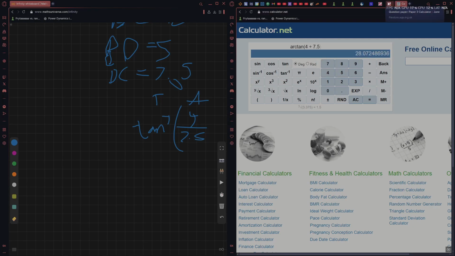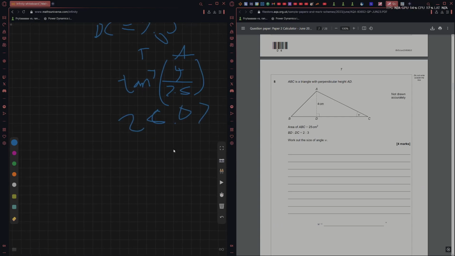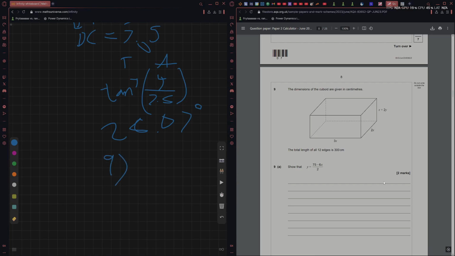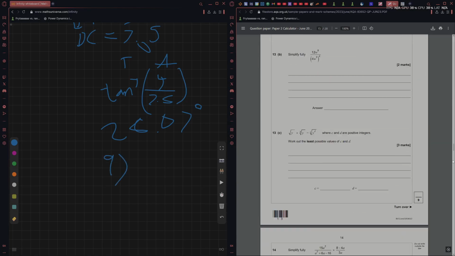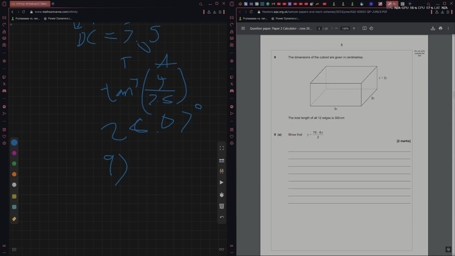Alright, we got 28.07. We can just write it however we want, because AQA does not care about rounding. Alright, next question. So how many questions are there here? I think it's like 20, 22, right? This should be fine. So, show that this equals this.